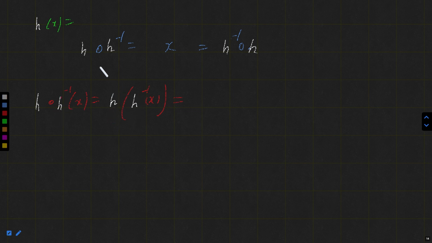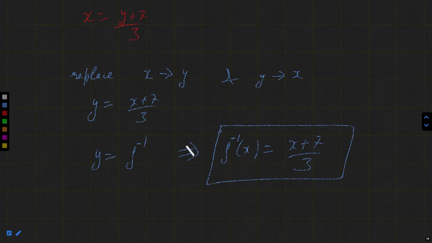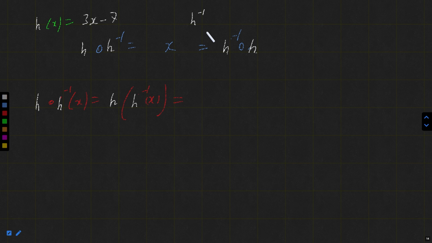Okay, so h(x) is what? h(x) is 3x minus 7, and your h inverse will be, so here also must be h inverse. Okay, so h inverse is (x plus 7) by 3. Now let's evaluate this composition of functions h and h inverse.